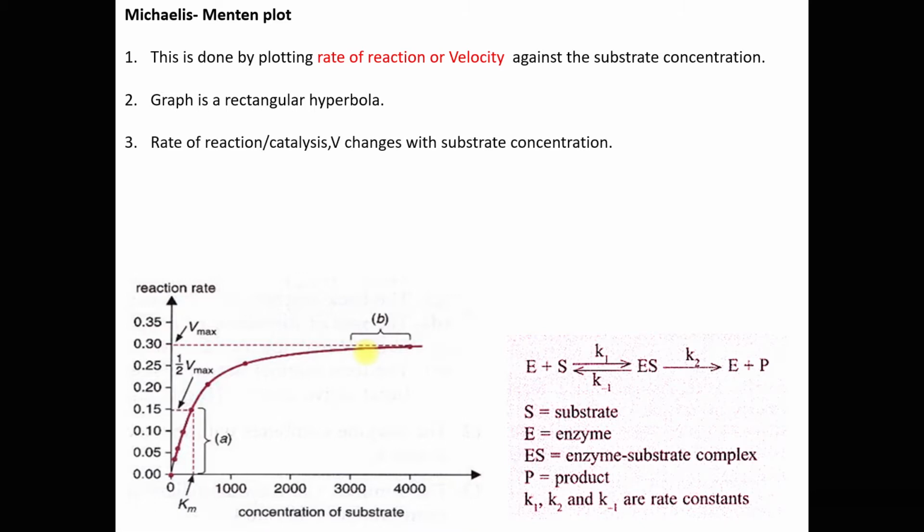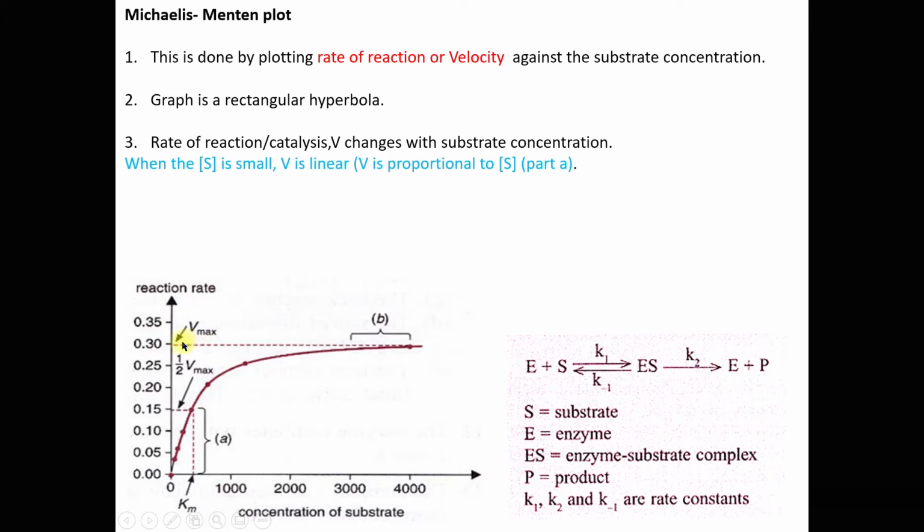Now, the rate of reaction, also known as catalysis, or also known as velocity, can be represented with capital V, right? So velocity changes with substrate concentration. Isn't that obvious? Because you plot the graph where velocity is against the concentration of substrate. So the velocity will change with the substrate concentration.